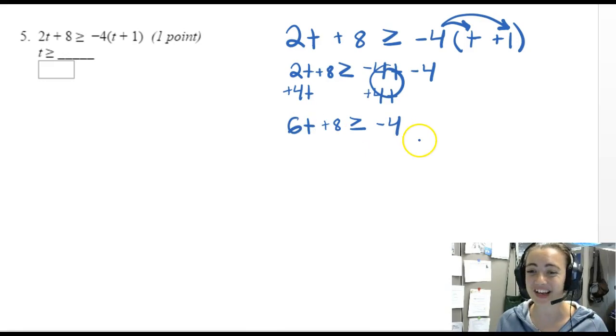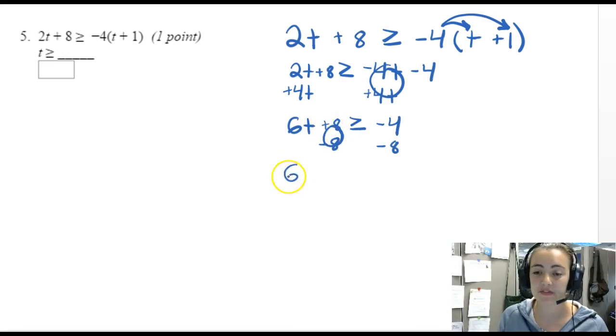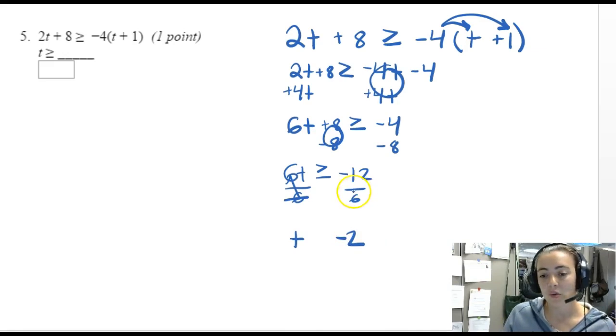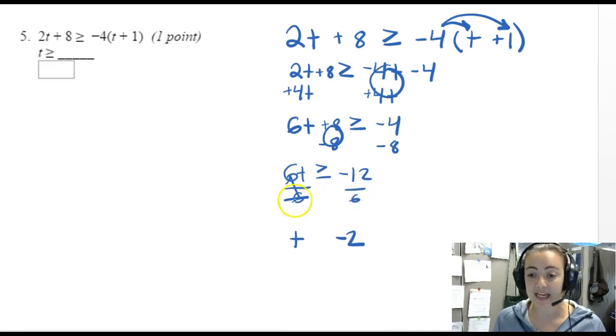Now it looks similar to that last question, so let's get t by itself. The inverse of adding 8 is subtracting 8. That gives us 6t is greater than or equal to -12. 6 times t, the inverse is dividing by 6. 6 divided by 6 is 1, so we have t. Negative 12 divided by 6 is negative 2. Now, we did not multiply or divide by a negative number.